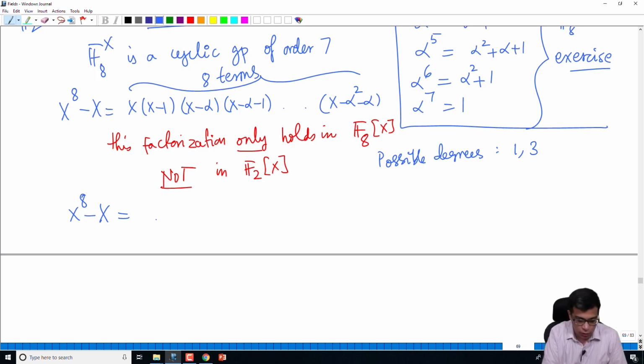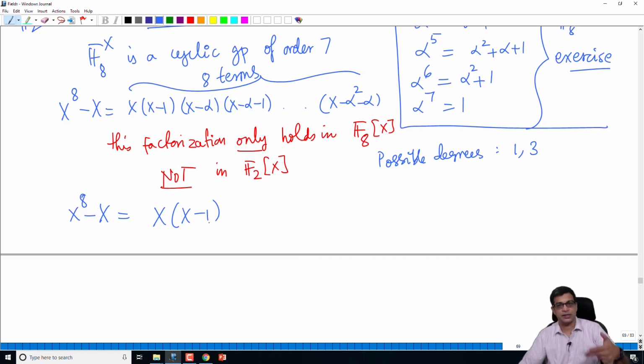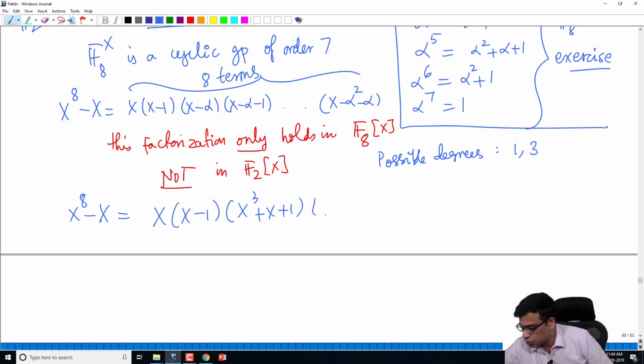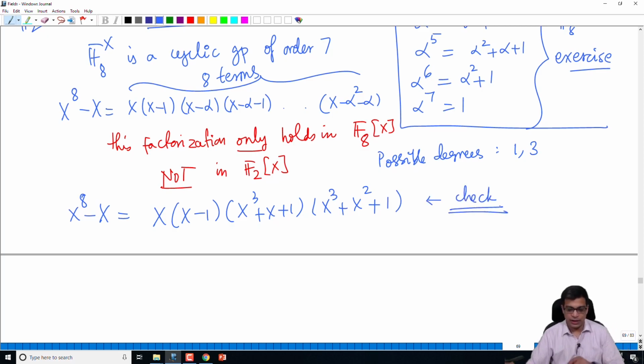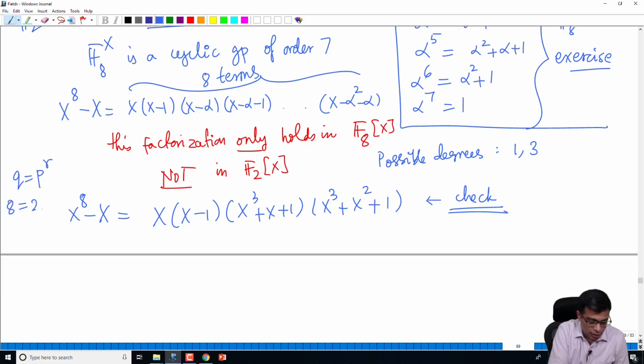So in fact the factorization turns out to be x times x minus 1 will always be there. That corresponds to the two factors that already exist in F2[x], but the other ones will be the polynomial that we went modulo. So it will be x cubed plus x plus 1, and you can also check that it is x cubed plus x squared plus 1. Okay, so check this. This works. This is the irreducible factorization. Only irreducible factors are those of degree dividing r. So in this case r is 3.